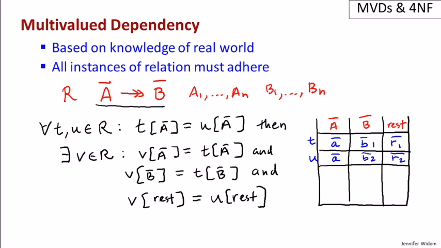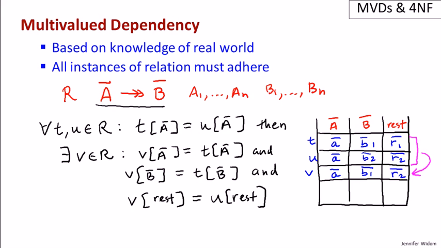So what the multivalued dependency says is that we have a third tuple, V, and V again has the same A, and it has its B value from tuple T, so it has B1, but it has its rest value from tuple U. So then it has R2 here. So again, what we're saying is that if we have these first two tuples, T and U, then we also have tuple V. Now let me do something a little tricky.